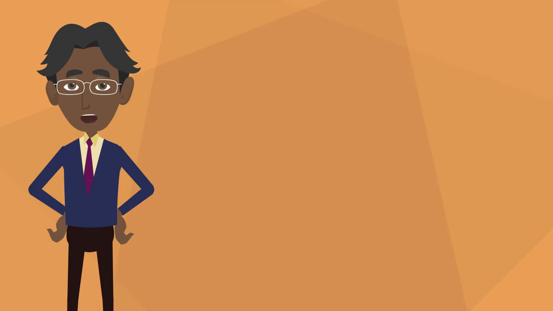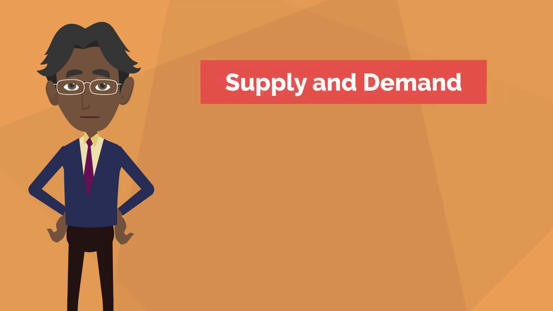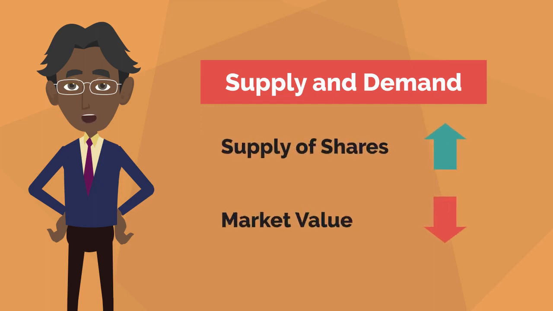Recall the basic economic principles of supply and demand. When we issue more shares, we increase the supply of shares, which ends up driving down their value in the market. That means the price of our shares will go down. Thus, if we've issued too many shares, we can undervalue our company in the market. So companies have to be wary about the number of shares they issue.